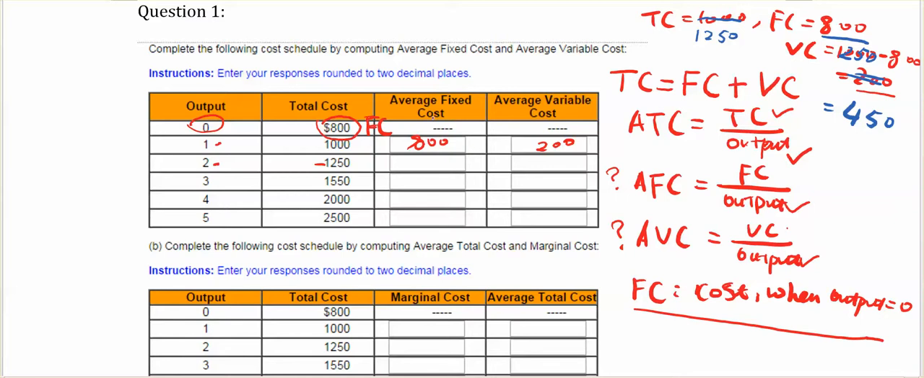To get the average fixed cost, we use this formula. The fixed cost is 800. Since this blank corresponds to 2 output, we divide by 2 and get $400. That is our average fixed cost. How about average variable cost? We've already calculated the total variable cost is $450, divided by total output, which is here 2, and we got 225. So now you can fill in the blanks: 400 and 225. You can use a similar method to finish calculating the rest of the blanks. Now let's move on to the second question.